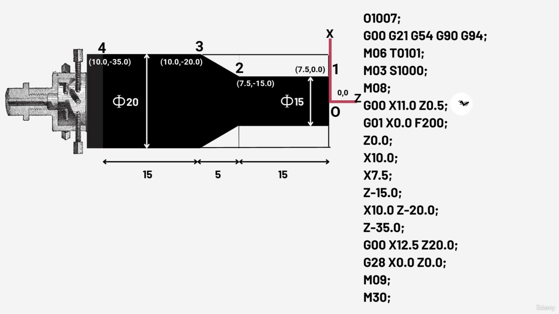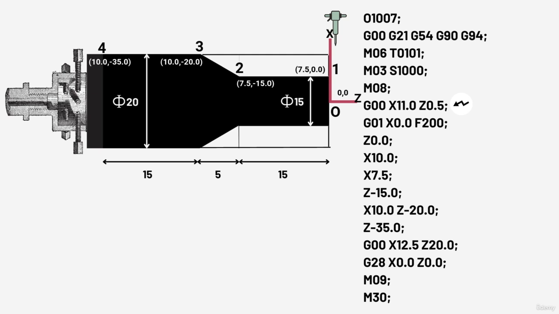The next line is G00 X11.0 Z0.5. Here 11.0 coordinate of the x-axis is defined and not 10.0 because we don't want our tool dashing directly into the workpiece. Same thing goes for the z-axis coordinates as well.